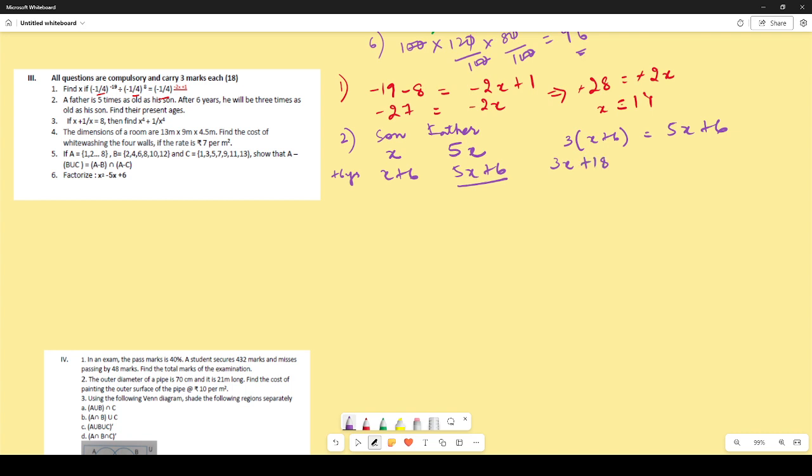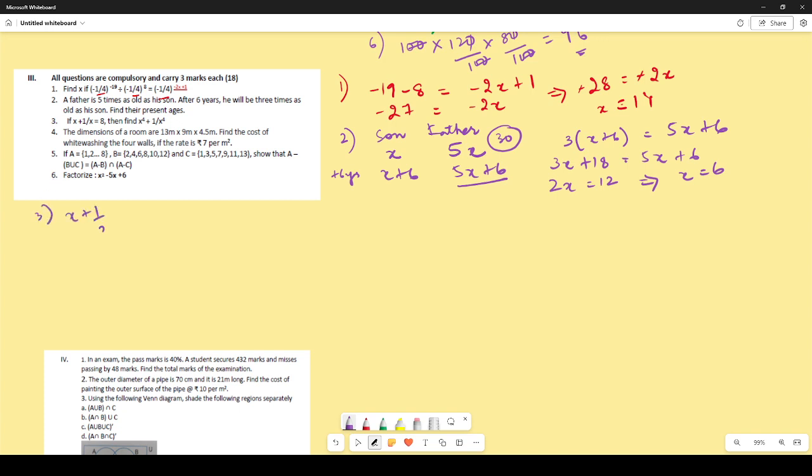3x plus 18 is equal to 5x plus 6. That gives you 2x is equal to 12, and that gives the age of the son as 6 years, and obviously then the age of the father becomes 30 years. That is how you were supposed to do it. Now let us take up question number 3 over here.